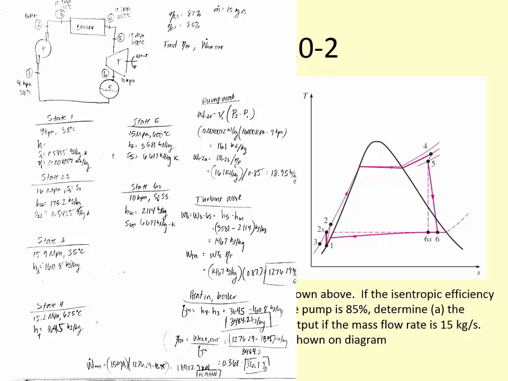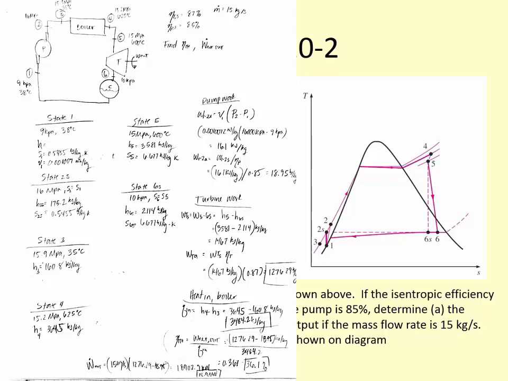3484.2 kilojoules per kilogram. So our thermal efficiency for our actual cycle is going to be the work of the turbine, the actual work of the turbine, which is 1276.2, minus the actual work of the pump, which is 18.95 kilojoules per kilogram, divided by Q in, which is this 3484.2 kilojoules per kilogram. So our actual thermal efficiency is 36.1%.